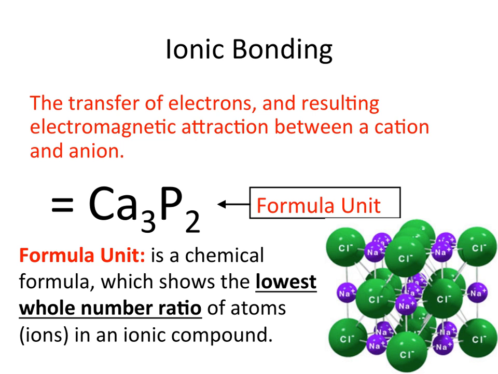So remember that ionic bonding is caused by the transfer of electrons and results in a cation and anion, and there's an electromagnetic attraction between that cation and anion. Okay, there's an attraction between those. And when we form this kind of compound, what we get is a formula unit. And remember, that's just a repeating pattern of sodium and chloride, and these constantly repeat. So it's the lowest whole number ratio of this kind of repeating unit in this structure.